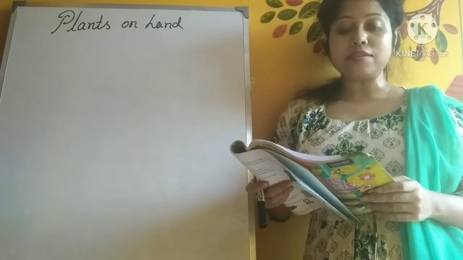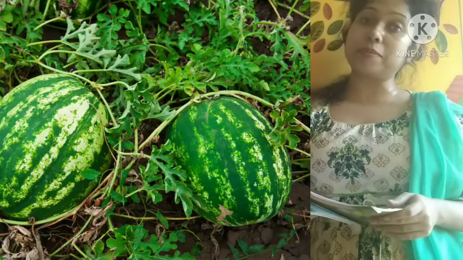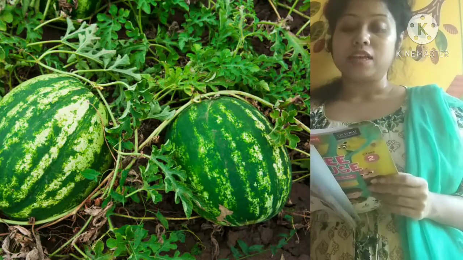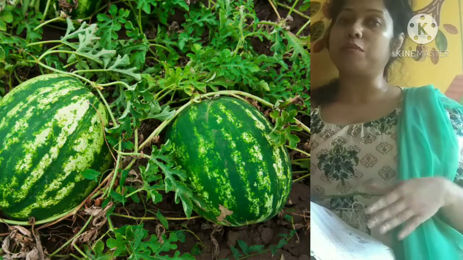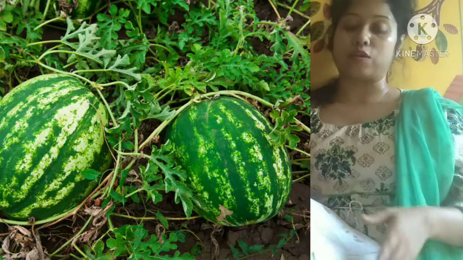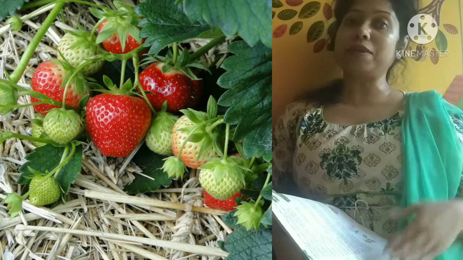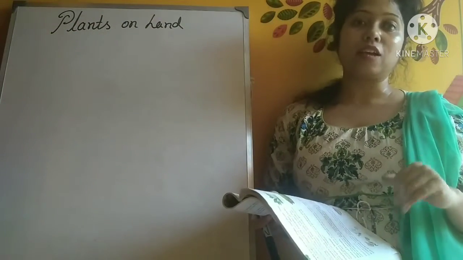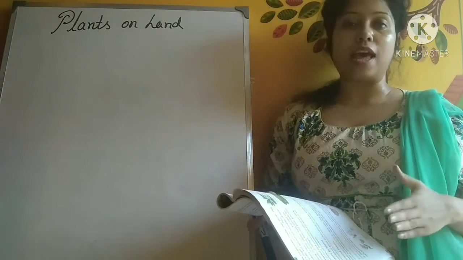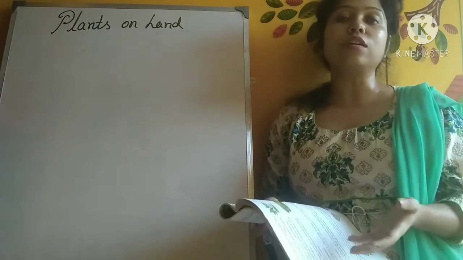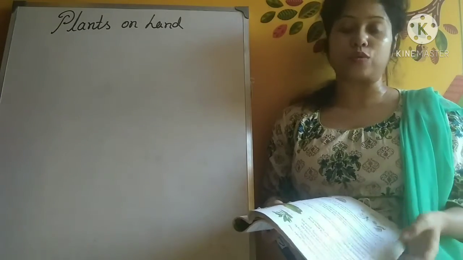Creepers. So what are creepers? Creepers have weak stems. That means climbers were also having weak stems, and creepers too have weak stems, but they grow along the ground. That means they do not need any support, but they keep on growing along the ground. Watermelon and strawberry are examples of creepers. Creep means something that creeps on the land, like a snake. So they do not need any other support. Just like the snake, as they creep on the land, the creepers grow along the ground.